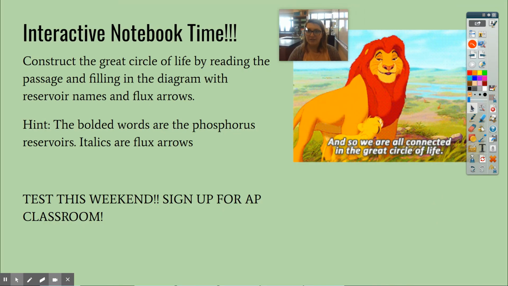All right, so now is your interactive notebook time. You're going to do the same thing we've been doing for the past few days. Read the passage about phosphorus and fill in the boxes. I am going to ask you to do the flux arrows this time, since phosphorus is a little easier than nitrogen. Tomorrow we will go over the phosphorus cycle and we'll also start talking about terrestrial biomes.